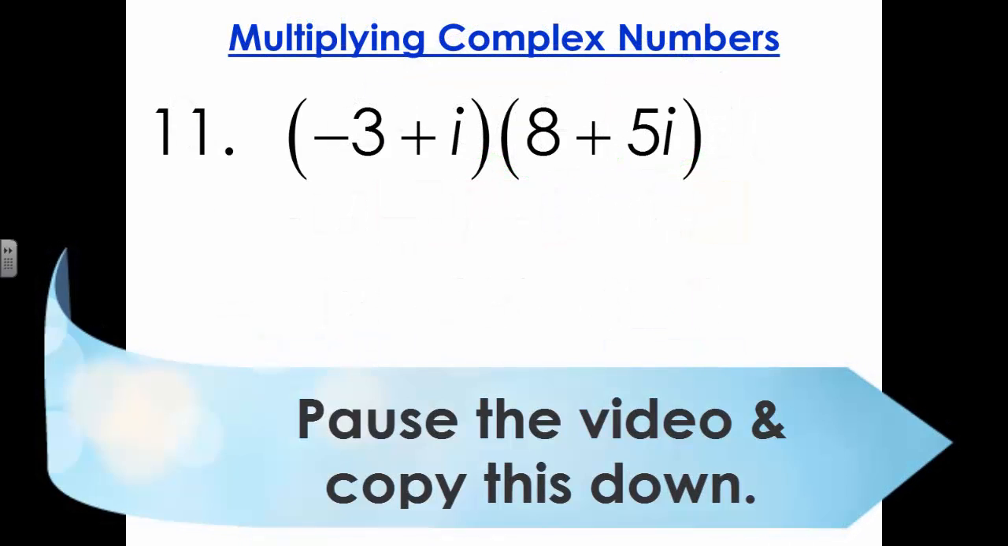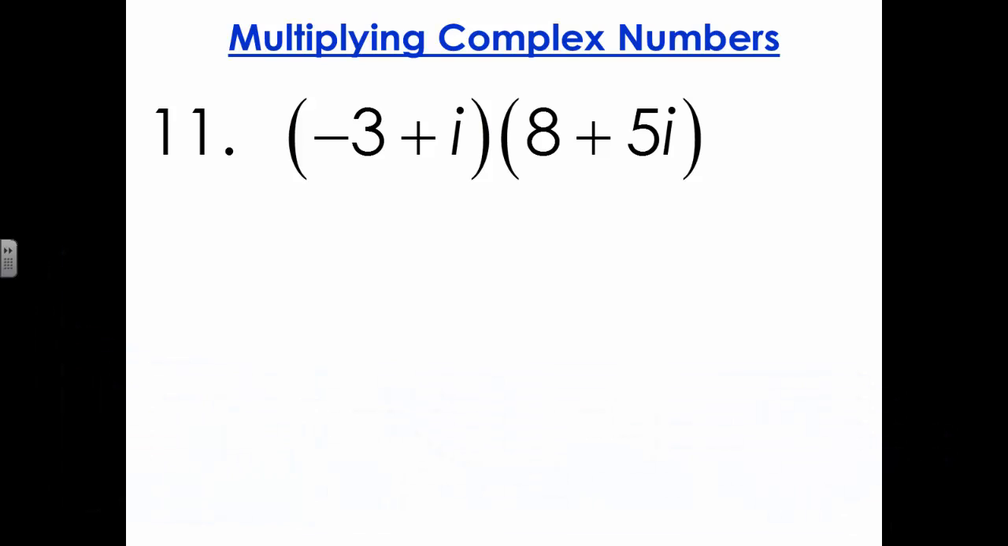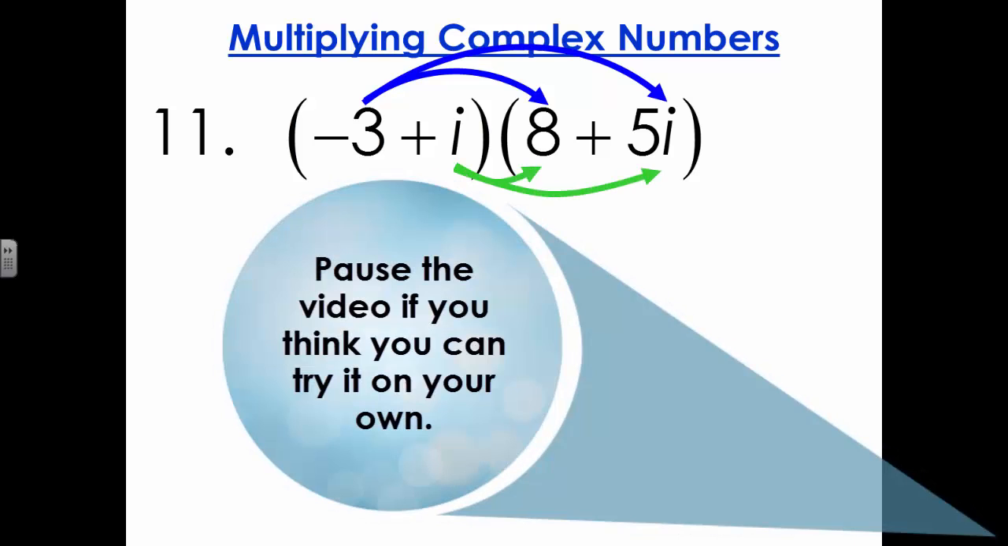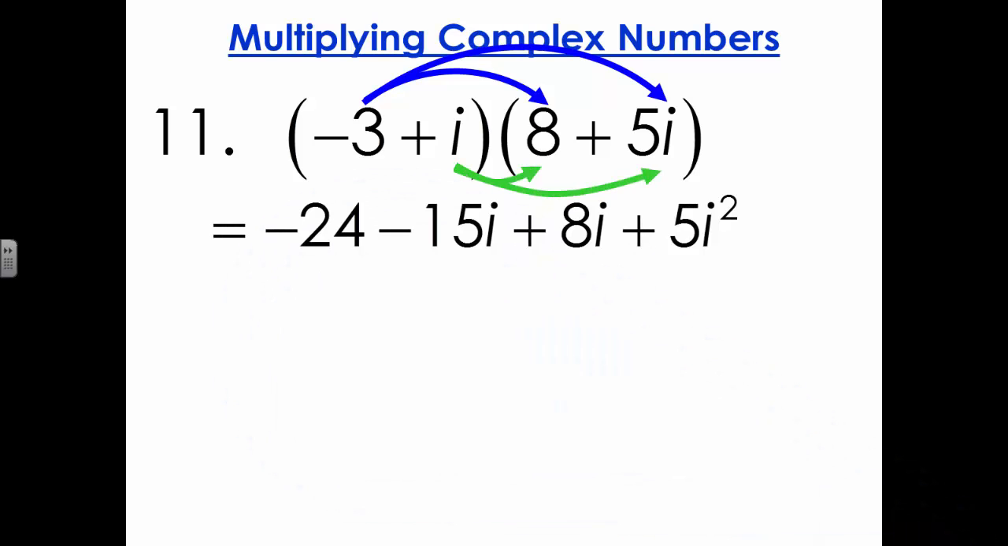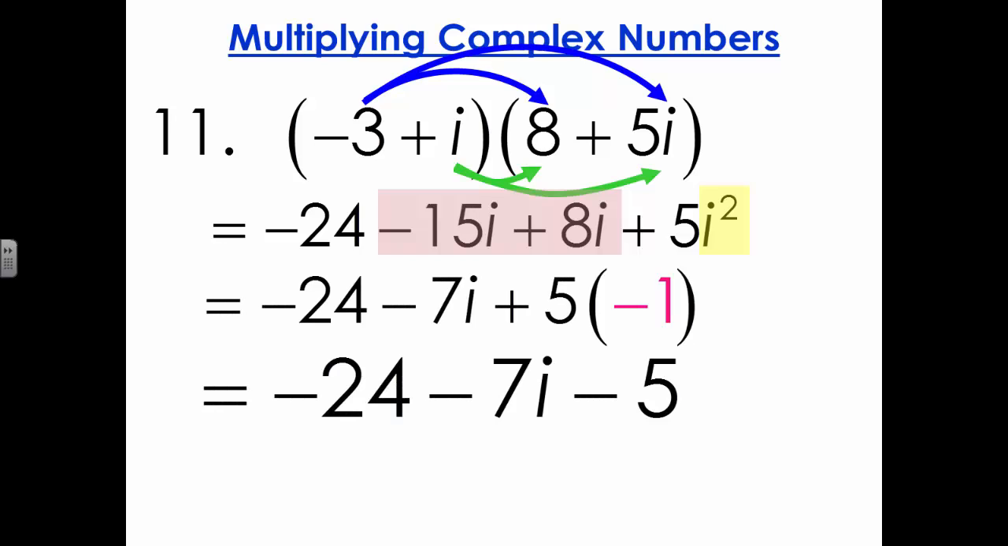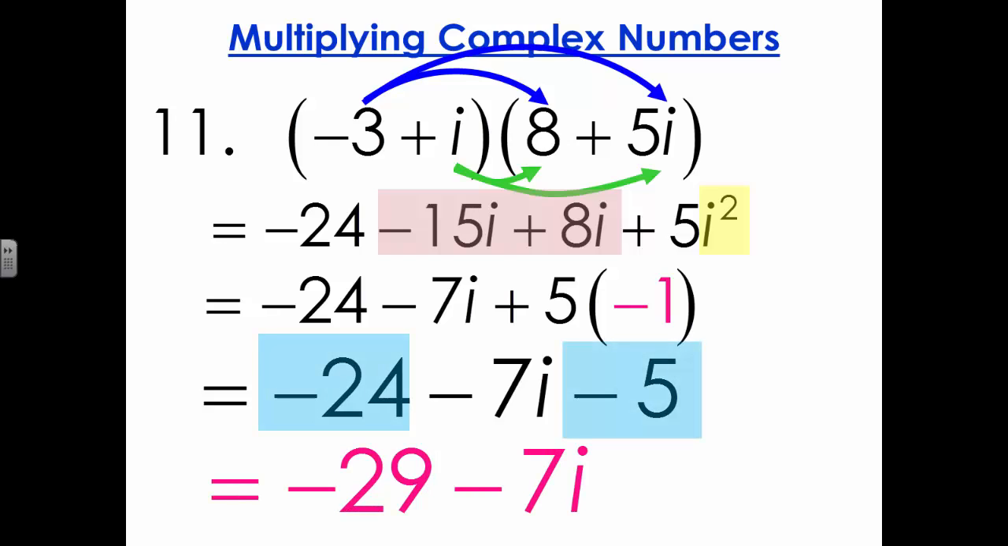Copy this example down. You're going to distribute the negative 3 to each term and distribute the positive i to each term. On this step, you have two things to clean up. You can combine your like terms, and you need to change that i squared to a parentheses negative 1. Now simplify 5 times negative 1, combine your like terms, and write your answer in standard form.